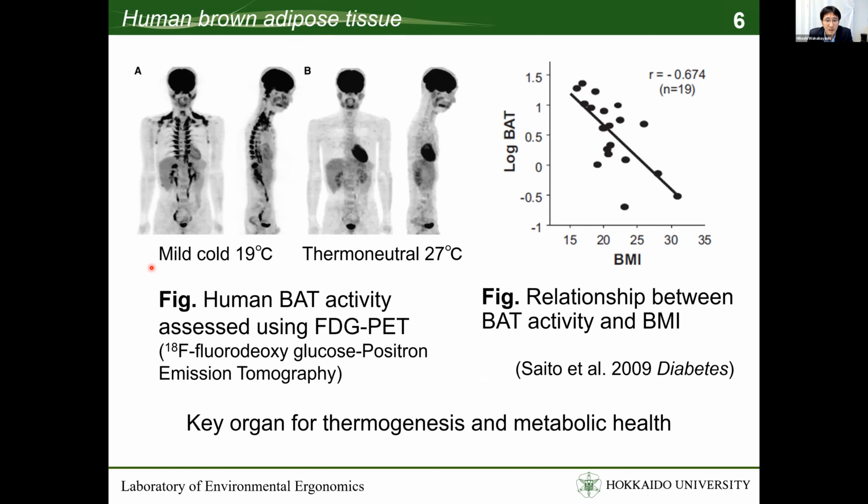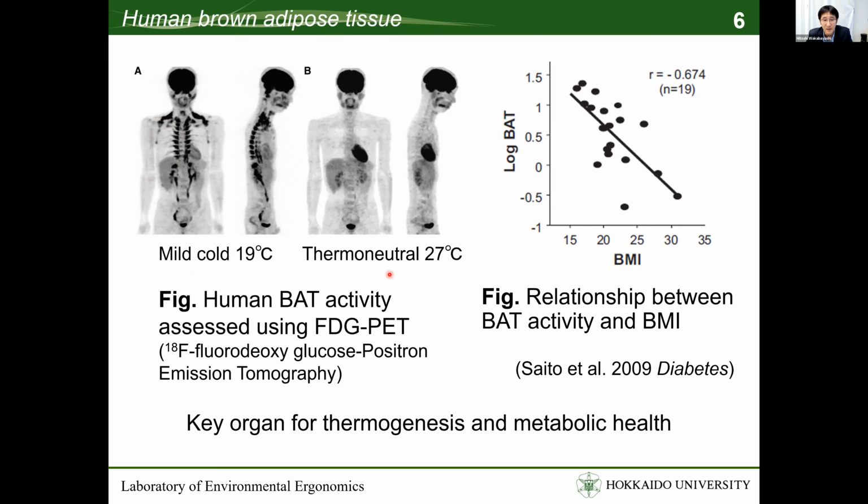As Wouter also presented, in 2009, several research groups in the world, including Professor Saito in my university, found the activation of brown adipose tissue in human adults. The left figure is the PET image in mild cold and thermoneutral environments. So you can see a lot of glucose was taken up into the supraclavicular and paraspinal regions in the mild cold condition, but not in the thermoneutral condition.